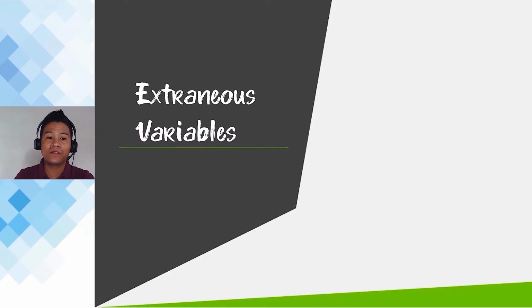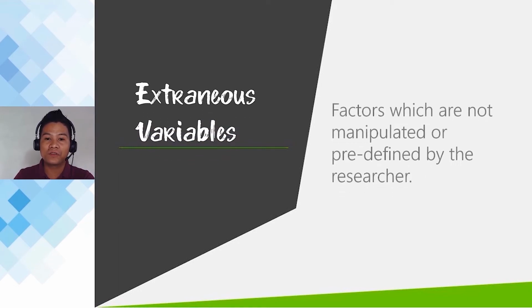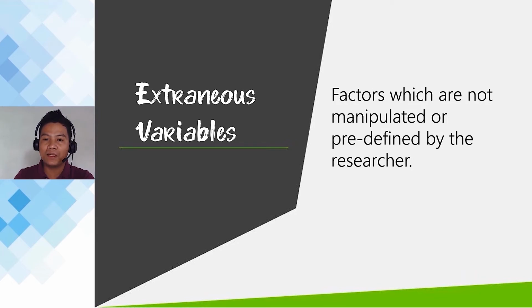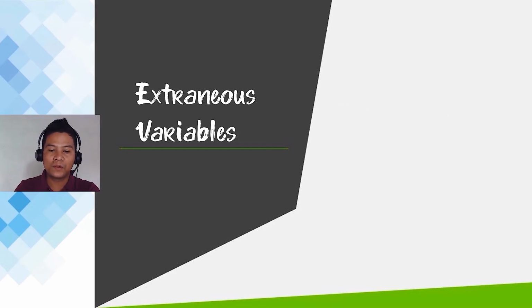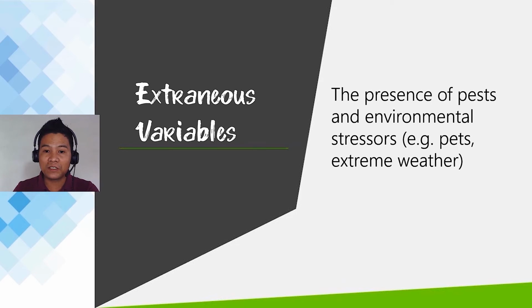What are these factors? They are called extraneous variables. They are factors which are not manipulated or predefined by the researcher. In our example, the presence of pests and environmental stressors, for example the pests and extreme weather, are called extraneous variables. Since extraneous variables may affect the result of the experiment, it is crucial for the researcher to identify them prior to conducting the experiment and control them in such a way that they do not threaten the internal validity, or accurate conclusion, of the result.